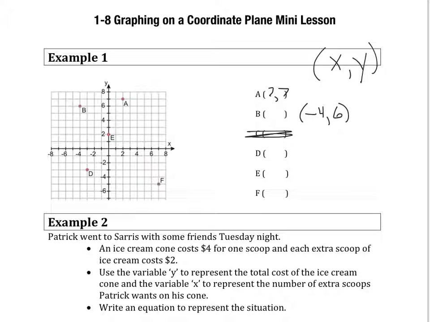D is located at (-3, -3). So that makes it easy. When it's the same, there's not a lot of thinking involved, (-3, -3). But remember, x would be the horizontal, y would be the vertical number.